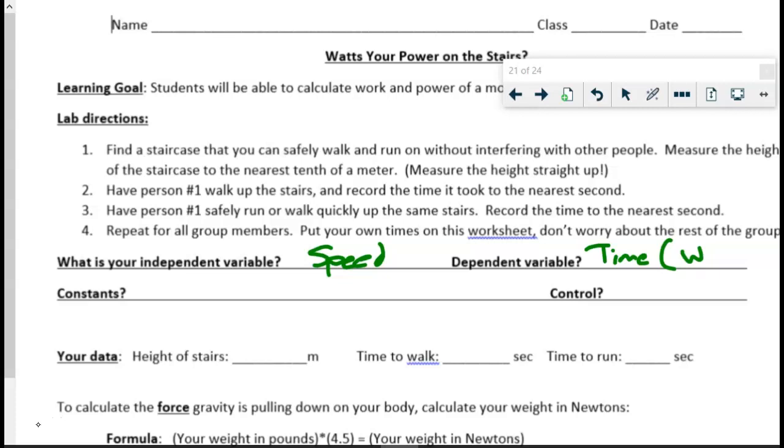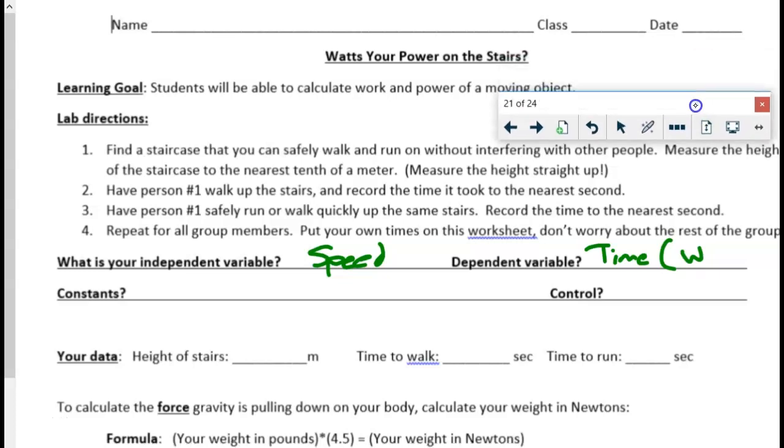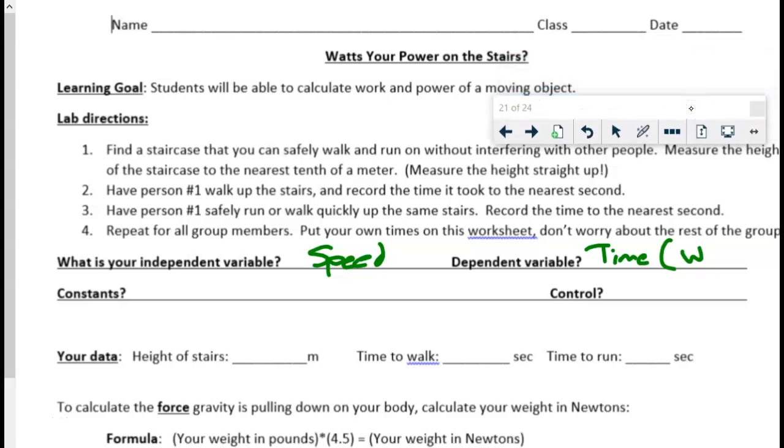I wanted to go over the lab that we got the data for yesterday. It's the back page of your Chapter 5 packet called What's the Power on Your Stairs? Because when we find power, watts is the unit we measure them with. So the learning goal for this is we wanted to calculate work and power of you moving on the stairs. So we went to the gym.